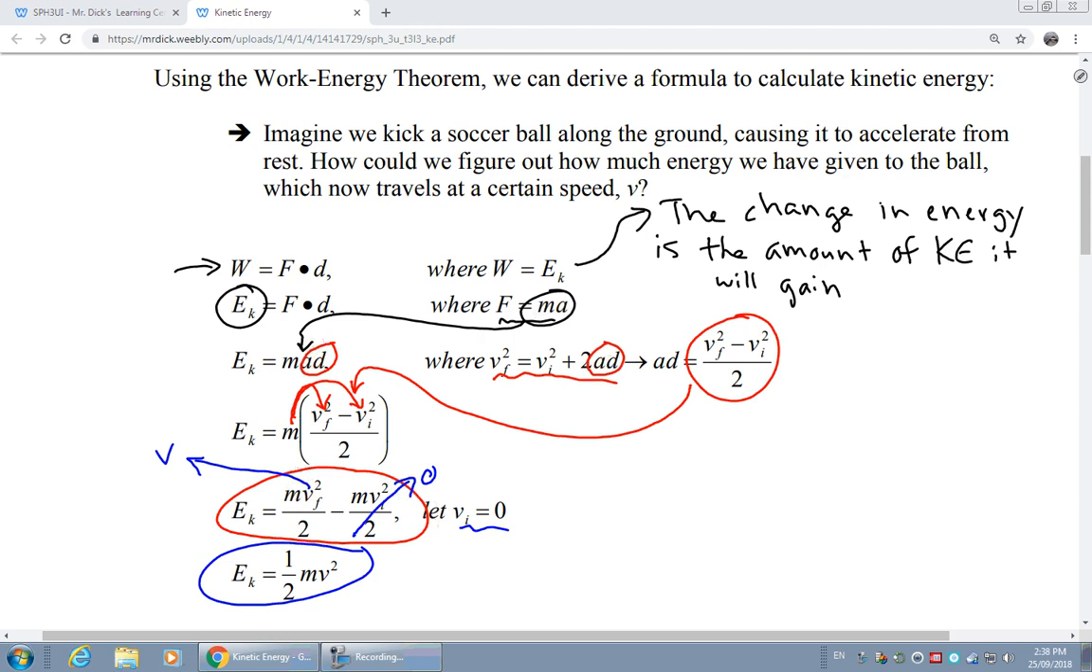Now again, just like we did with the gravitational formula, I would never require you to derive this like I have on a test. You would just need to know how to use the kinetic energy formula that we arrived at.